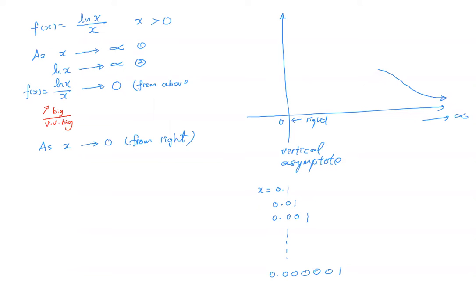So what happened to ln x? Can someone tell me what happened to ln x? So what you can do is, you can use your calculator, your GC. You put in ln 0.01, ln 0.0001. So what will happen? What will happen to it? Yeah. Hao Xuan.